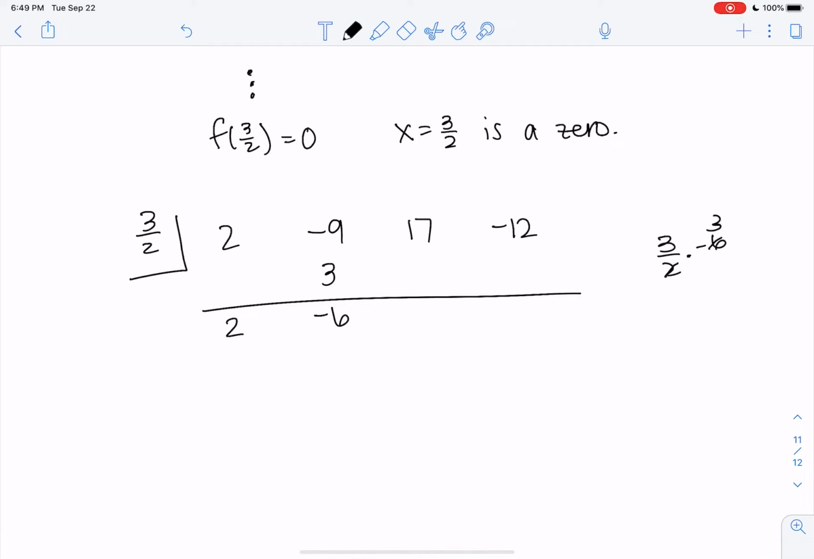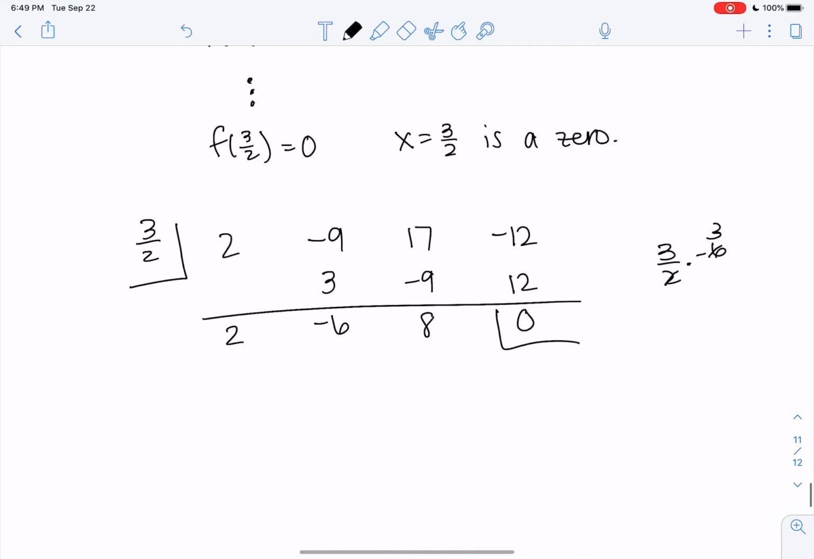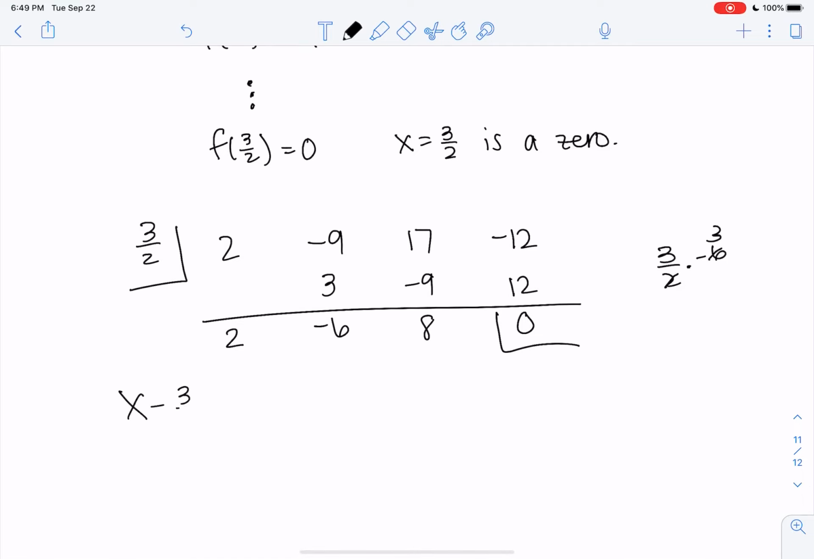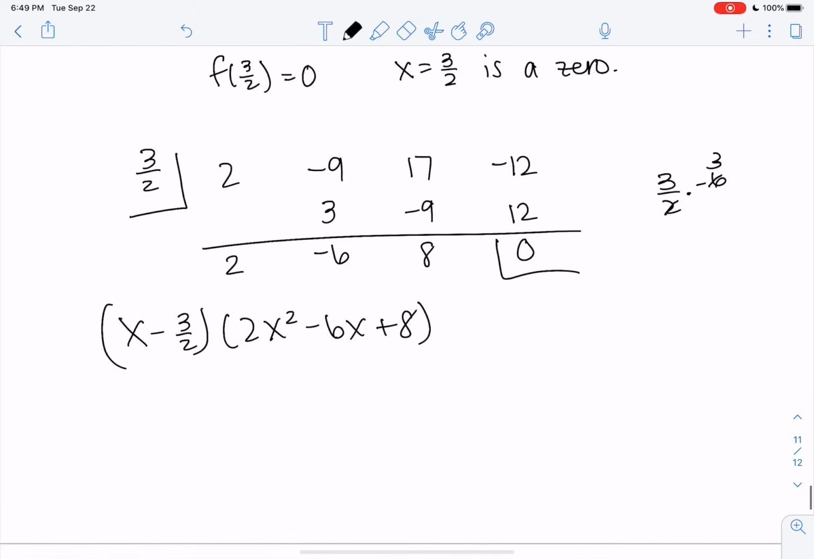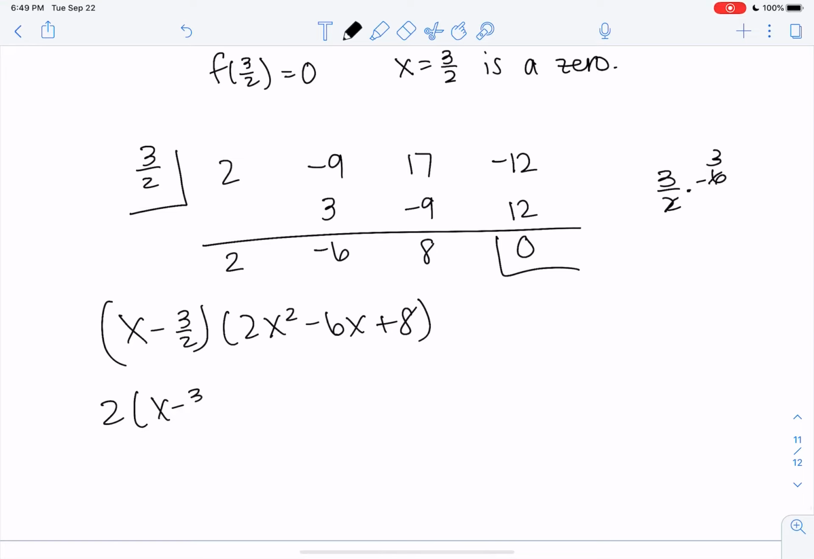Yeah, -9. 17 minus 9 is 8. Yeah, and then 3/2 times 8 would be hopefully 12. And so yeah, it's a 0. So we get x minus 3/2. And then we get 2x squared minus 6x plus 8. I don't really care for the 2, so I'll take that out.